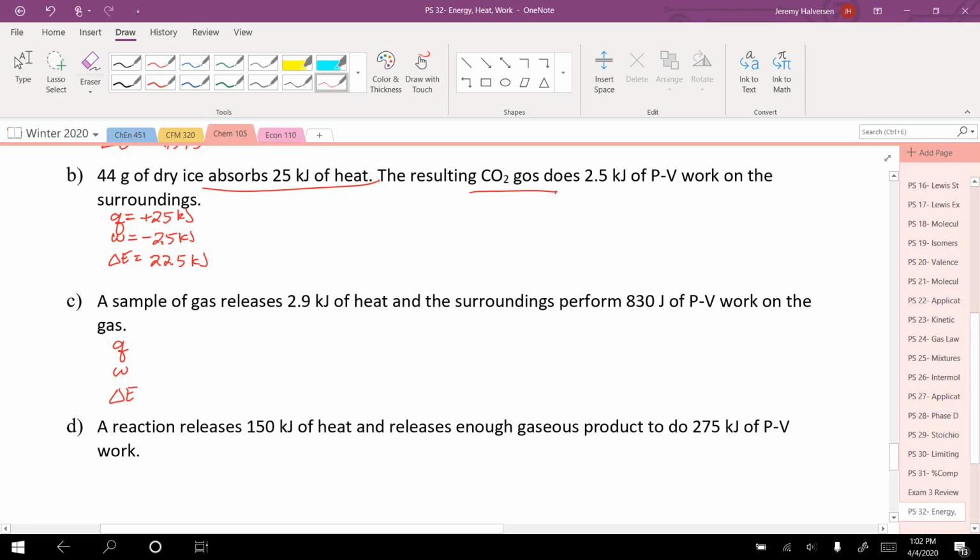A sample of gas releases 2.9 kilojoules of heat, so heat is negative 2.9 kilojoules. And the surroundings perform 830 joules of PV work. If the surroundings are doing it on the system, it's positive. I'm going to change it to kilojoules so that my units are the same, because then my change in energy is going to be the two of these added together. Which gives me negative 2.07 kilojoules.